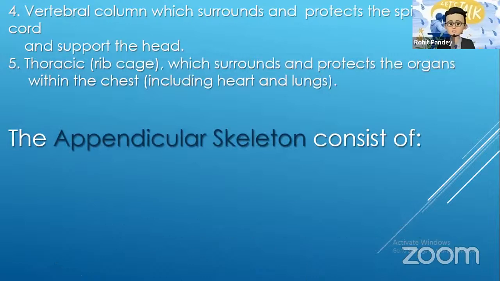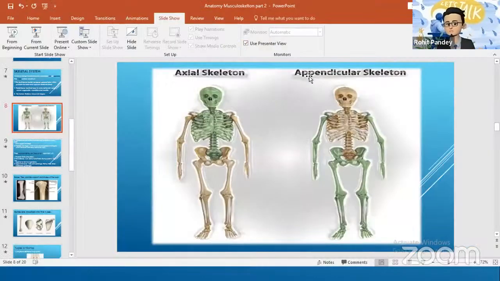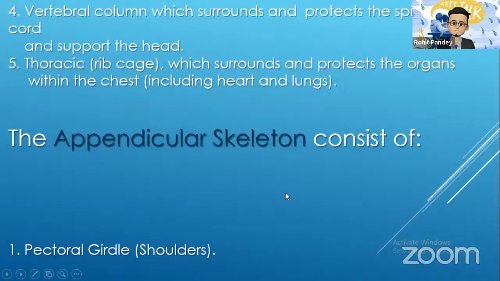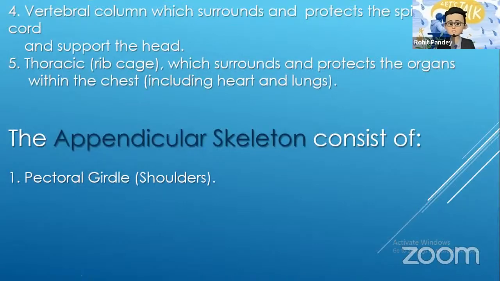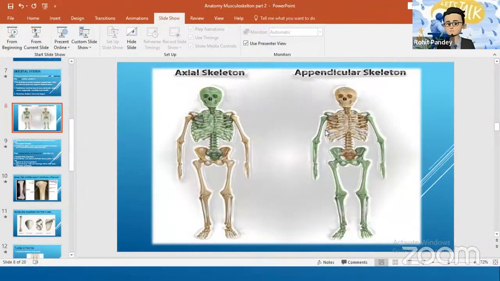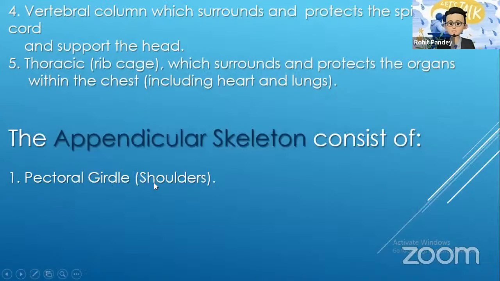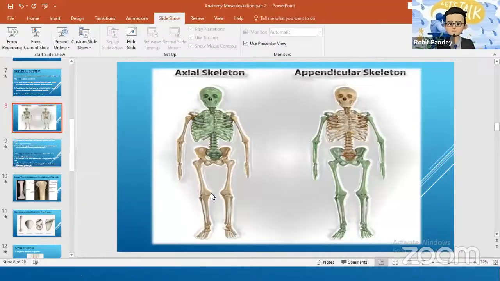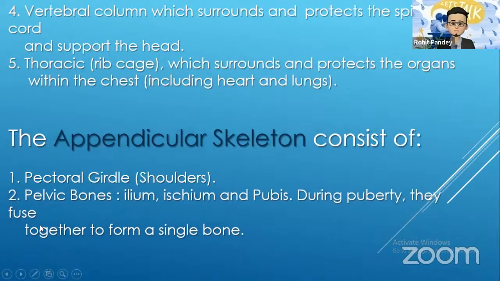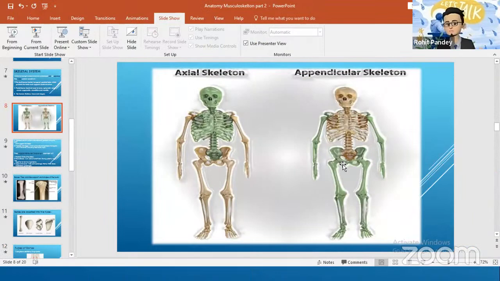The appendicular skeleton consists of the limbs, and the pelvic part. Let's check out the pectoral girdle, that shoulder part, which is behind the rib cage. Pectoral girdle, shoulder. Next one, pelvic bone.